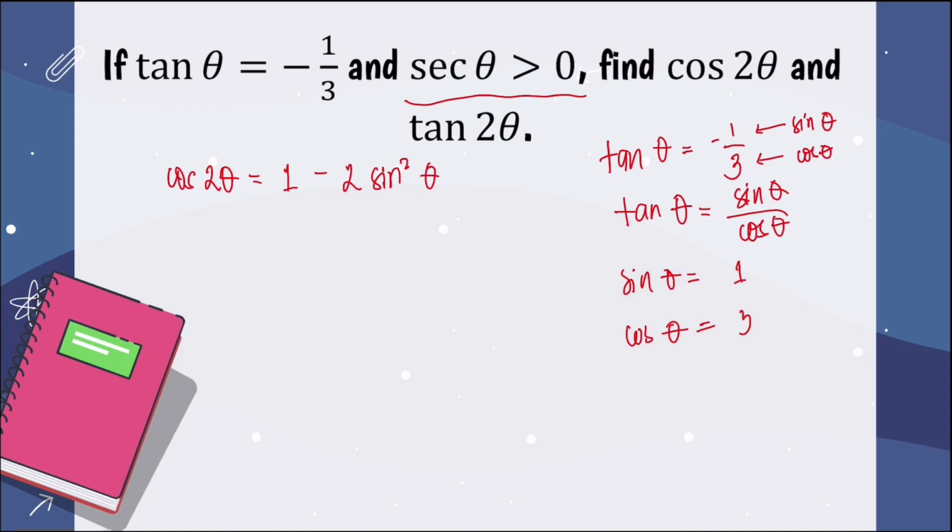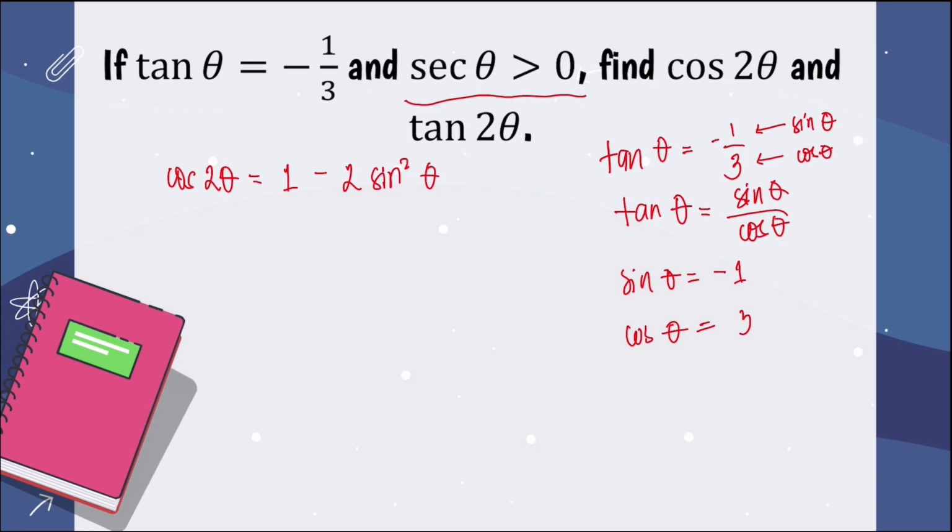As we know, cosine is the one that is related with secant because they are just reciprocals of one another. So, whatever the sign of secant is, that should also be the sign of our cosine, because if you're just getting the reciprocal, you're not changing the sign. So, if secant of theta is greater than 0, that means cosine of theta should also be greater than 0. That means it should be positive. Therefore, sine now is the one that is negative.